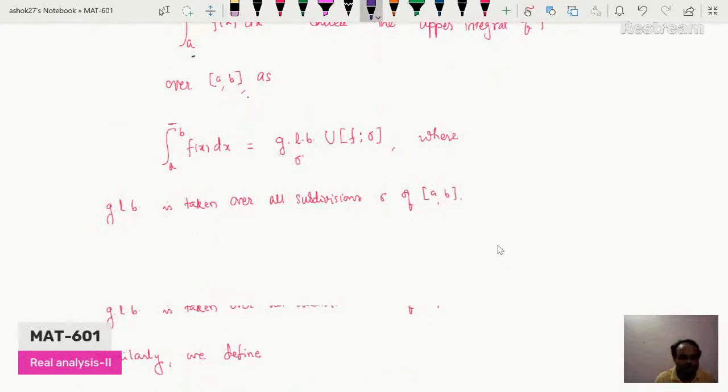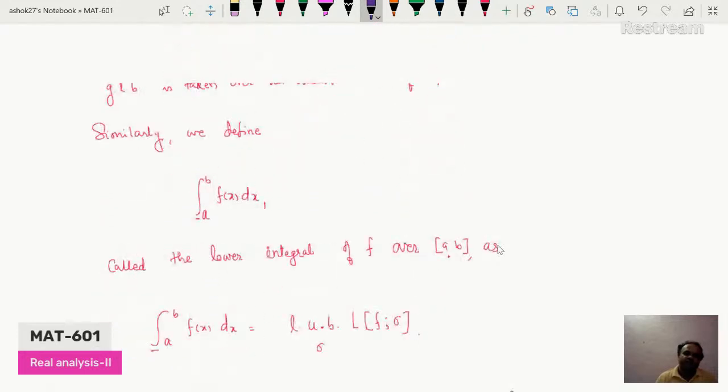The upper integral of f over the closed interval [a, b]: upper means we write a small horizontal line on the sign of integral. So the integration from a to b of f(x) dx is nothing but the greatest lower bound of all upper sums with respect to sigma. We are taking the greatest lower bound over all subdivisions sigma of [a, b].